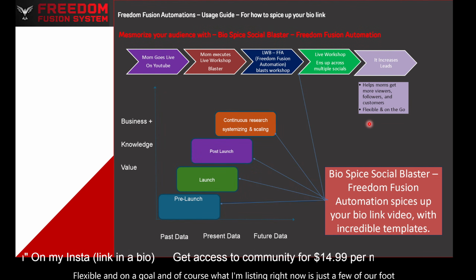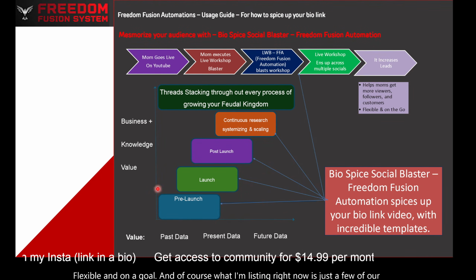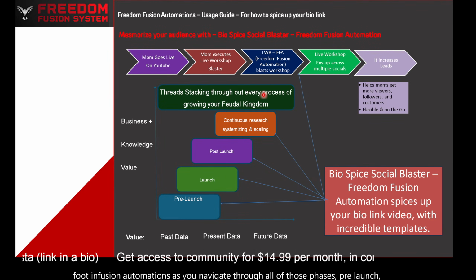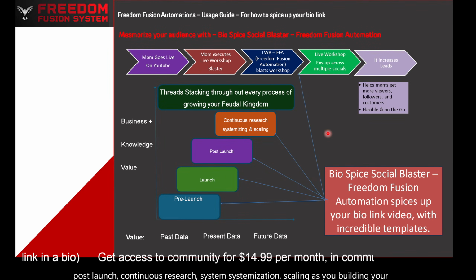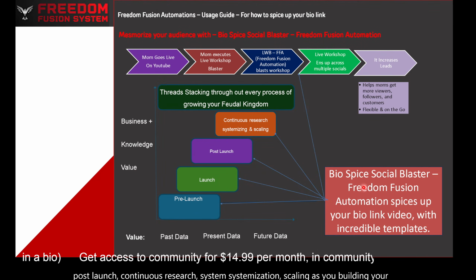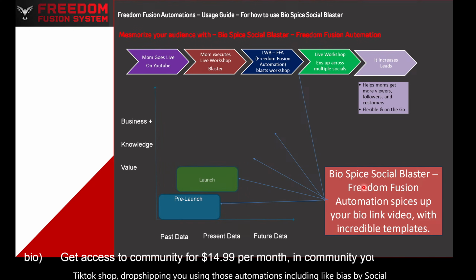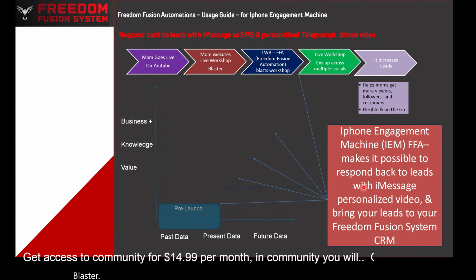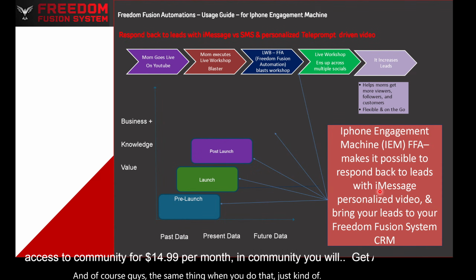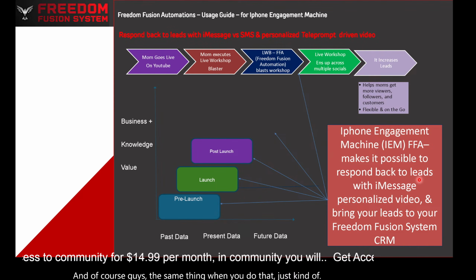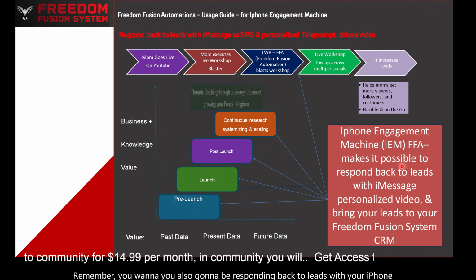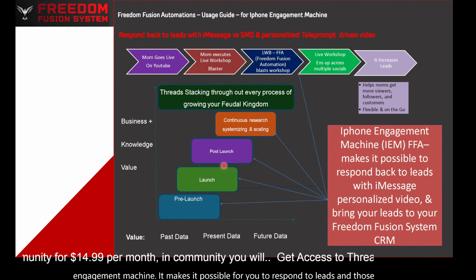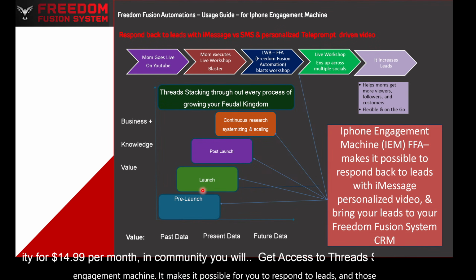As you navigate through all of those phases, pre-launch, launch, post-launch, continuous research, systemization, scaling, and as you're building your TikTok shop, drop shipping, you're using those automations, including BioSpy, Social Blaster. And of course, guys, the same thing. Just remember, you're also going to be responding back to leads with your iPhone engagement machine. It makes it possible for you to respond to leads coming into your system throughout all of those phases.